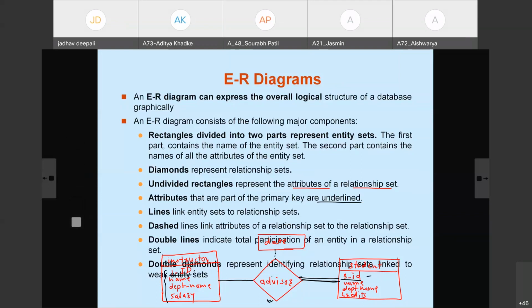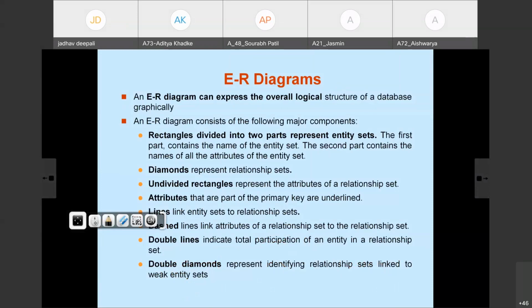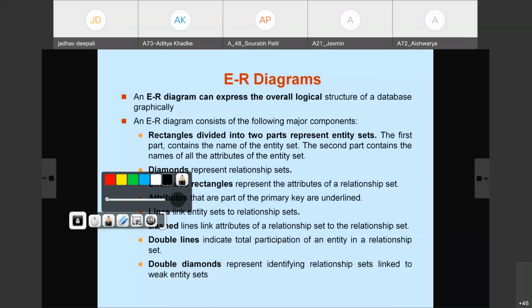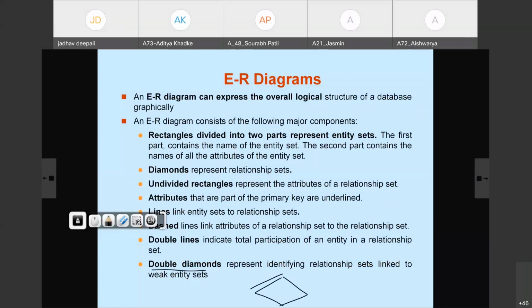And double diamonds represent the identifying relationship set linked to the weak entity set. What the weak entity set is, and all these things, we will see afterwards. So only remember that this double diamond represents the identifying relationship set which links the weak entity set to the strong entity set. What the weak and strong entity sets are, all this part we will see.